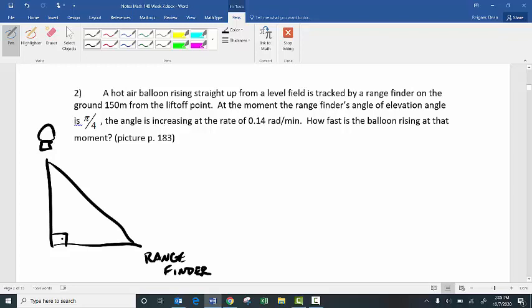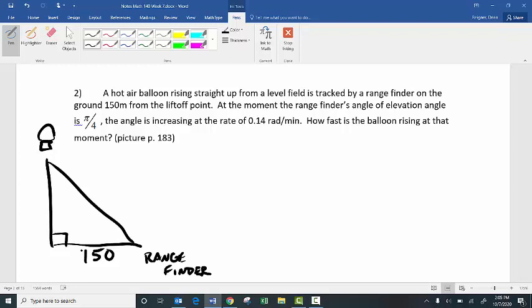Okay. So now this one says the hot air balloon rises straight up, so it's going up. It's tracked by a rangefinder on the ground 150 meters from the liftoff point. So that's never going to change. That's always going to be 150 meters. So that's going to be stationary. There's no variable there. At the moment, the rangefinder's angle is pi over 4.